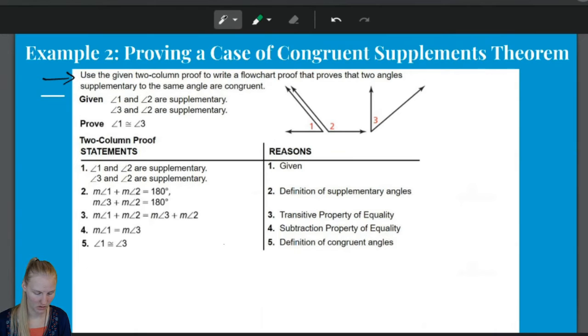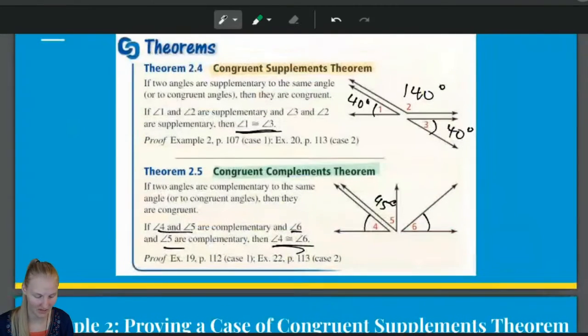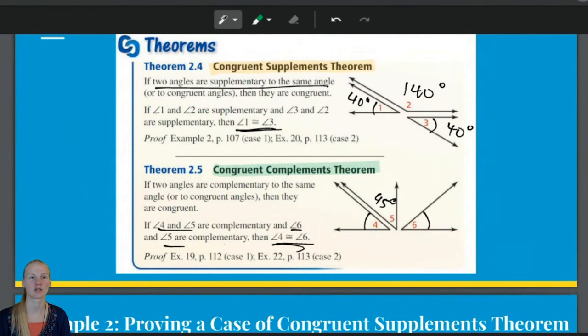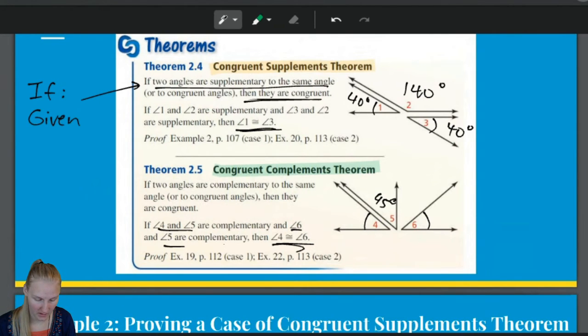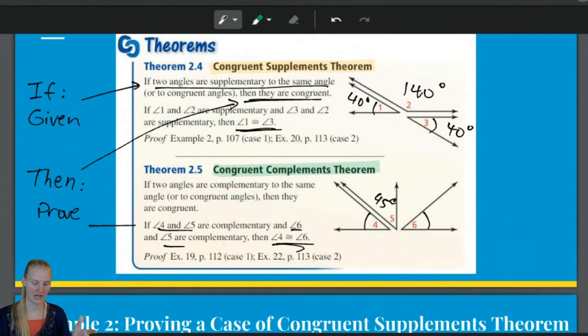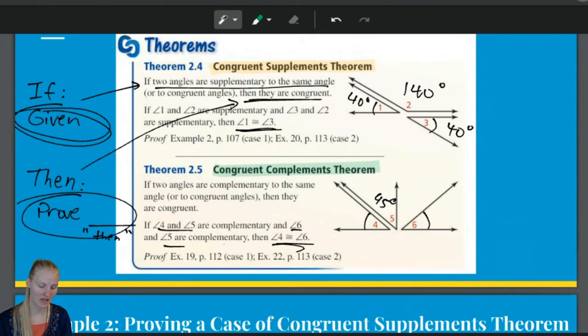And I know, so where they got the given from is, remember, in the theorem it says if two angles are supplementary to the same angle. This is what we're going to be given. The if is what is given to you, because this is what we're assuming. We are assuming this, so it's a given. Okay, and then the then is what you're trying to prove. Prove the then. If we assume this, can we say this?